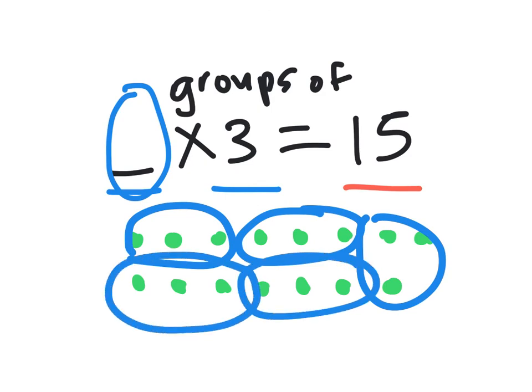So looking here, how many groups do we have? That's right, we have 5 groups. So we have 5 groups of 3. So we found 5, which is our unknown number.